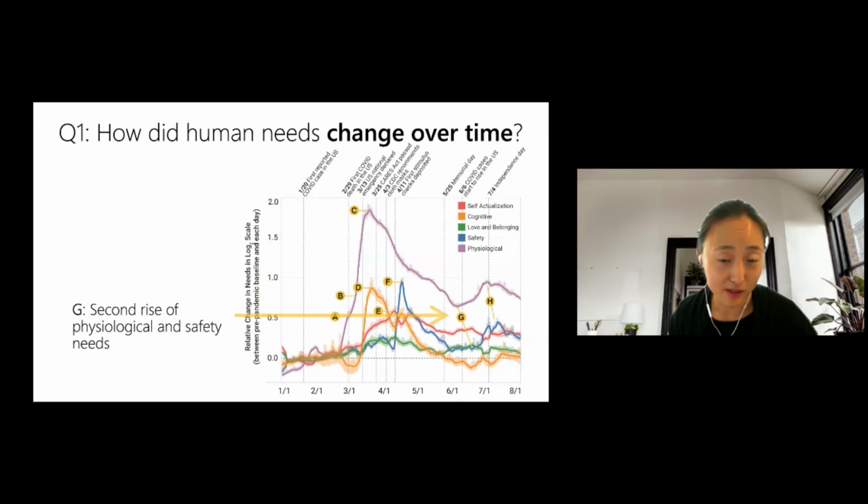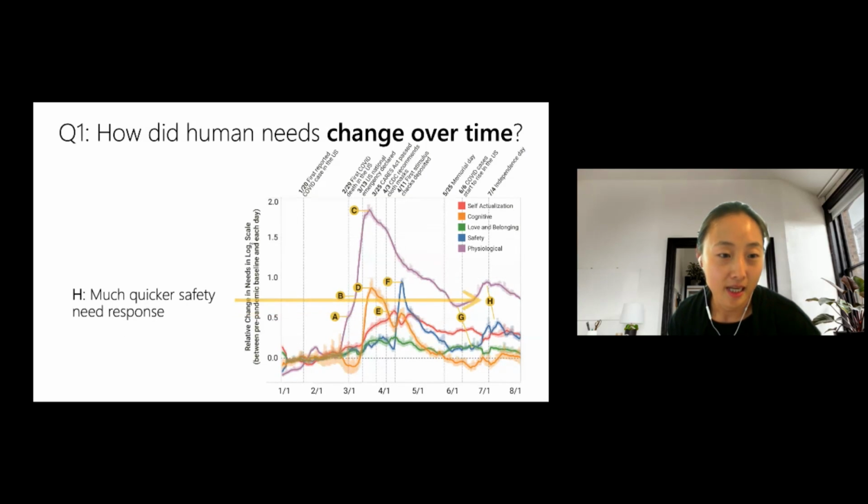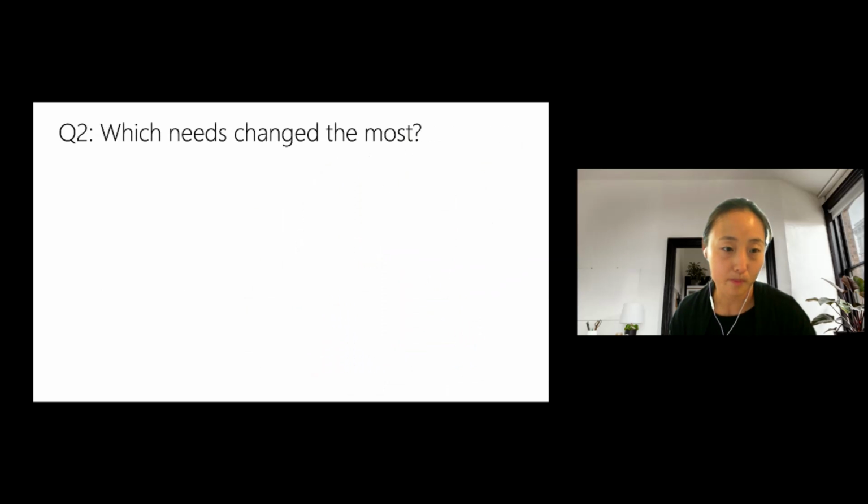Interestingly, we see a second rise of physiological and safety needs as COVID cases start to rise again in the US in early June. And this time around, what seems to be a reactionary increase in safety needs happened a lot quicker after the peak in physiological needs, which could be an indication that the population may be more economically vulnerable during this second wave.